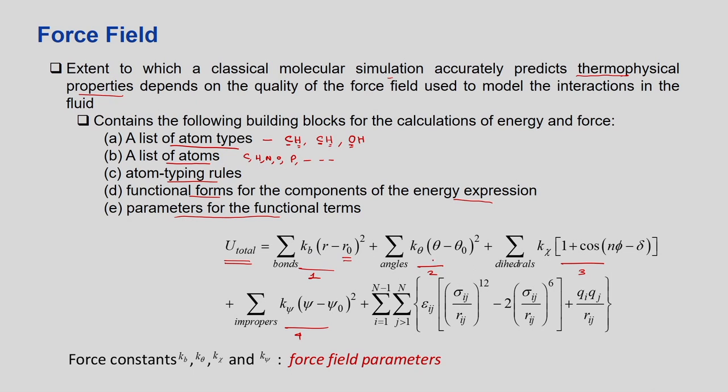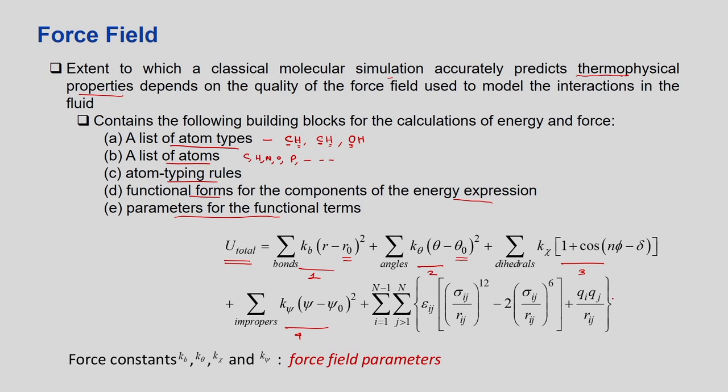Then, what is the fluctuation in the angle? Theta naught, the naught subscript, represents equilibrium positions. Then, this is the dihedral component. What is a dihedral? I will tell you. So, dihedral is something like this.